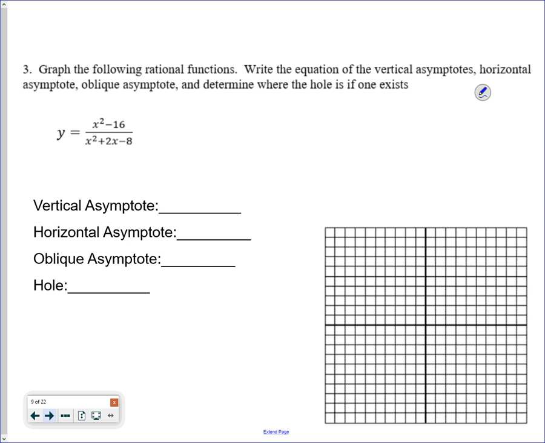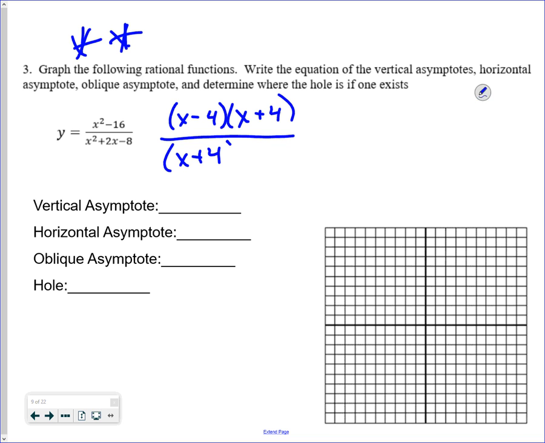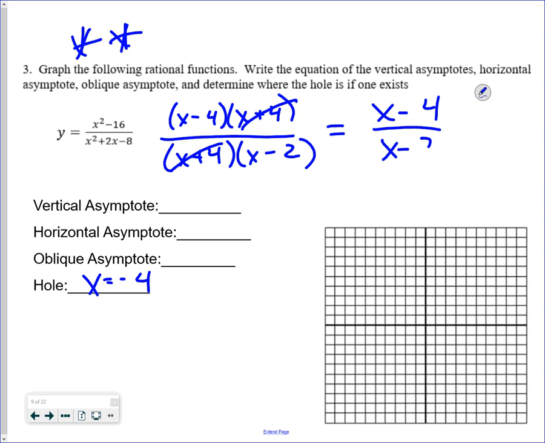Next one, obviously the most complicated of the group, and this is by far my favorite. Guarantee it's on the test. The top factors and the bottom factors, and something cancels. So that means there's a hole at the value that makes that 0, so x equals -4. And what's left is still a fraction.